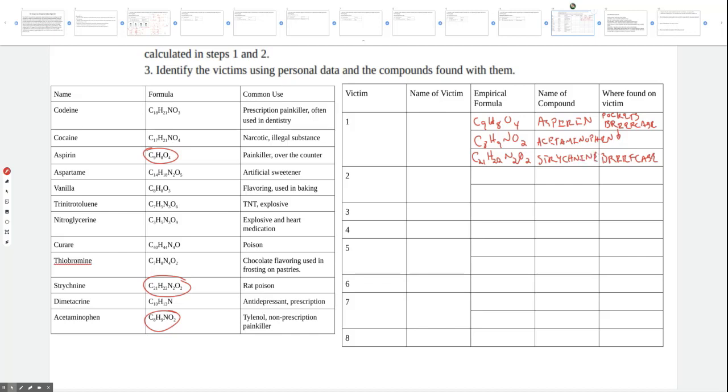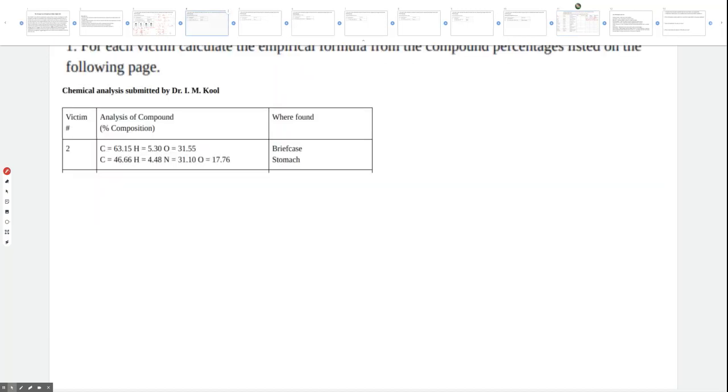All right. So I'm going to go back. I'm going to do the rest of the empirical formulas before I start trying to figure out who's who here, because the personal information might help me with that. All right, so next one. Victim number 2 had 2 compounds, one found in their briefcase, one found in their stomach. So we'll call it A and B.